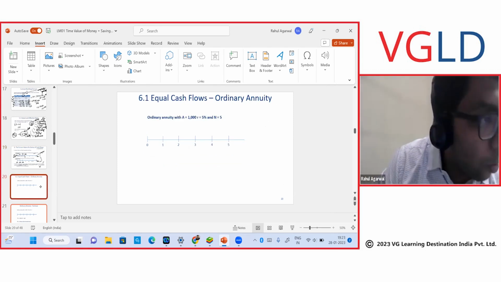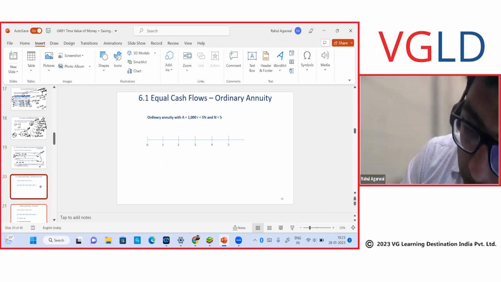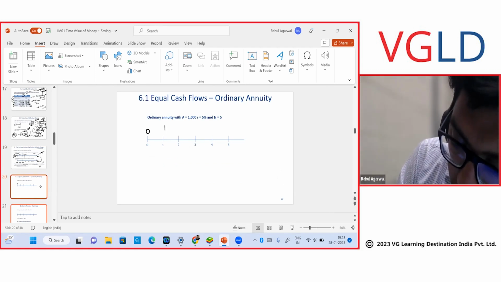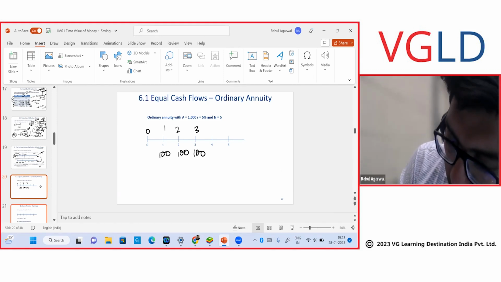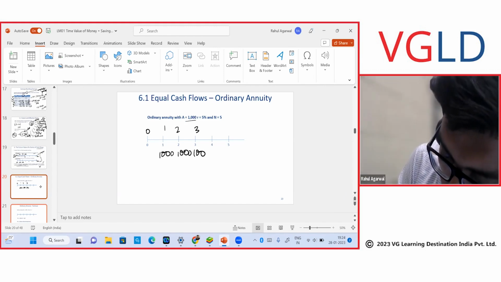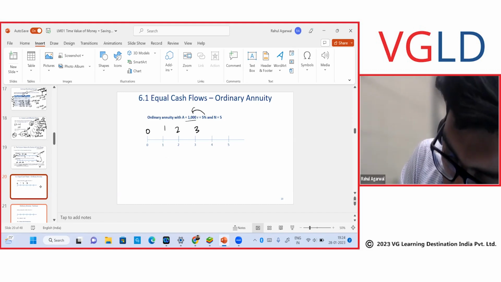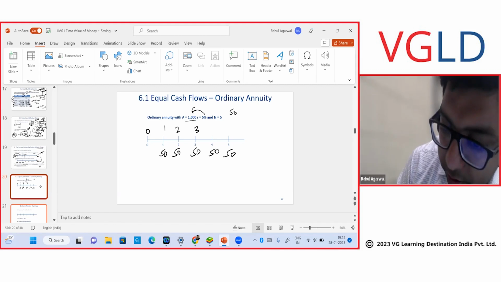Now, ordinary annuity, let's look at an example. Day 0, 1, 2, 3. You are getting 100, 100, 100. So an ordinary annuity is written with A equals 1,000. Sorry, the investment is 1,000, so 5% of 1,000 is 50. So you get 50, 50, 50, 50, 50 for 5 years.